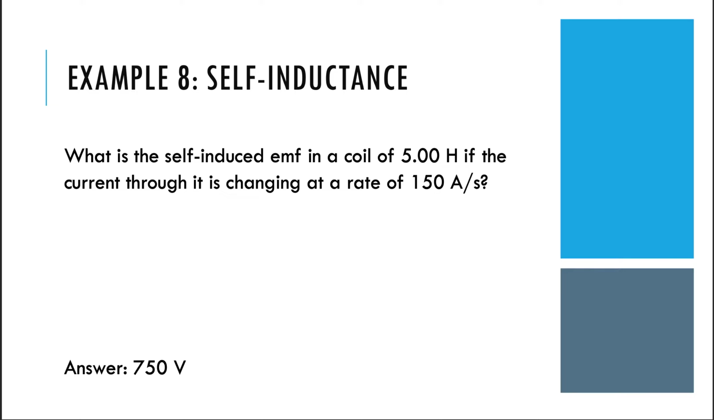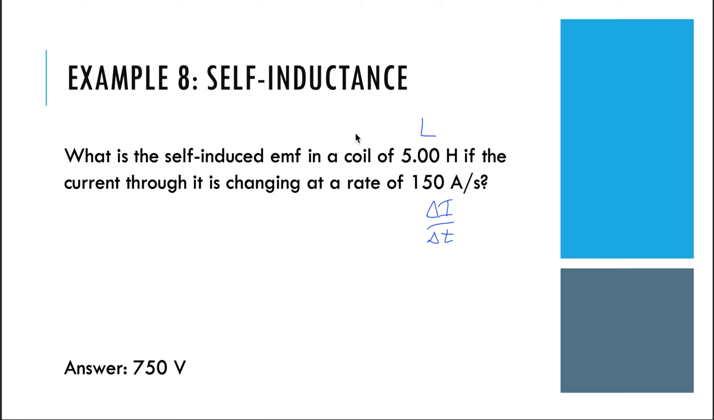Let's take a look at an example. What is the self-induced EMF in a coil of 5 henries, so that's the inductance, if the current through it is changing at a rate of 150 amps per second? So L is the inductance, and the change in current per time is given as 150 amps per second.